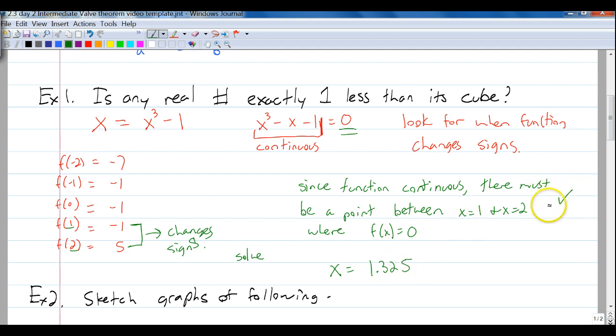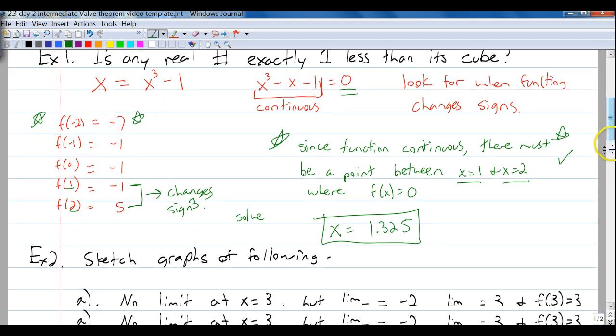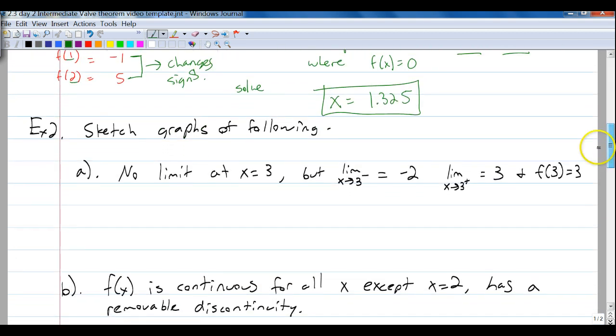The theorem just told me which two values it's between. The theorem told me that it has to be between 1 and 2. Okay? So that is how you would use the intermediate value theorem. This is basically it right here, and the table. Okay? Alright, now, we're also going to sketch some graphs.